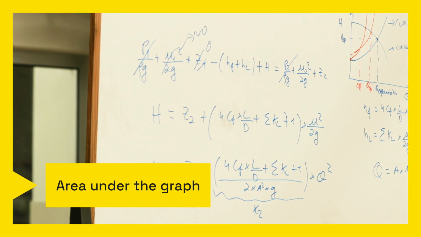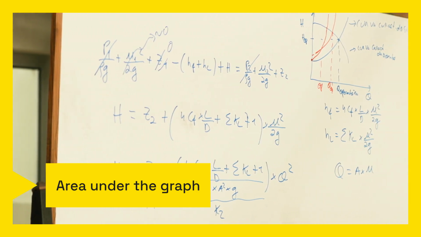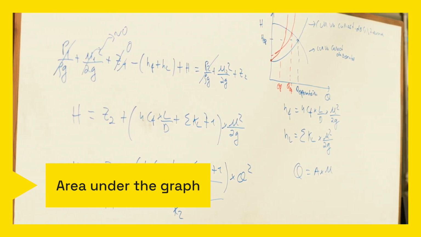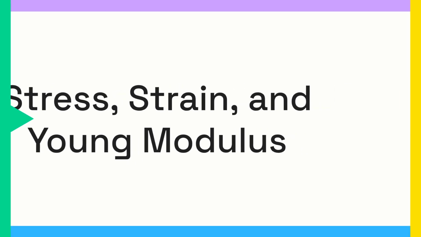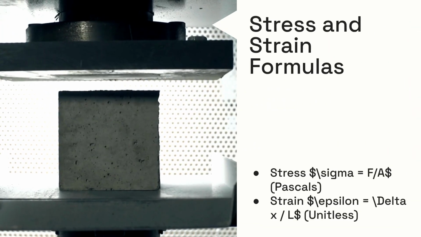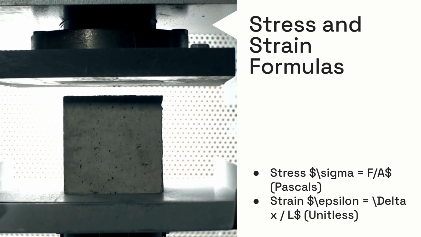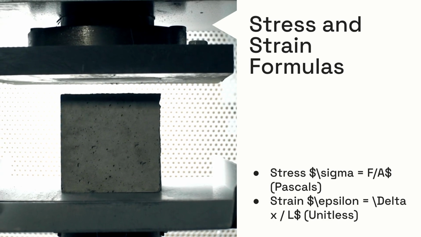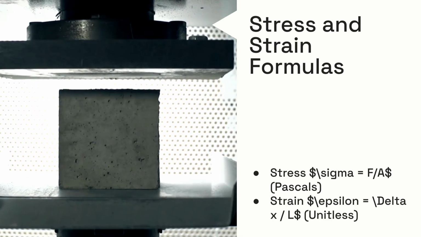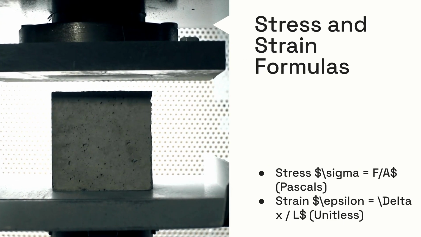If the relationship is non-linear, we must estimate this area by counting squares or by splitting the shape into simpler geometric figures. Now let's look at concepts that allow engineers to compare the fundamental stiffness of different materials, regardless of their size. To compare different sized objects fairly, we use stress and strain. Stress is force per unit area, measured in pascals. Strain is the extension per unit of the original length, and because it's a ratio, it has no units.